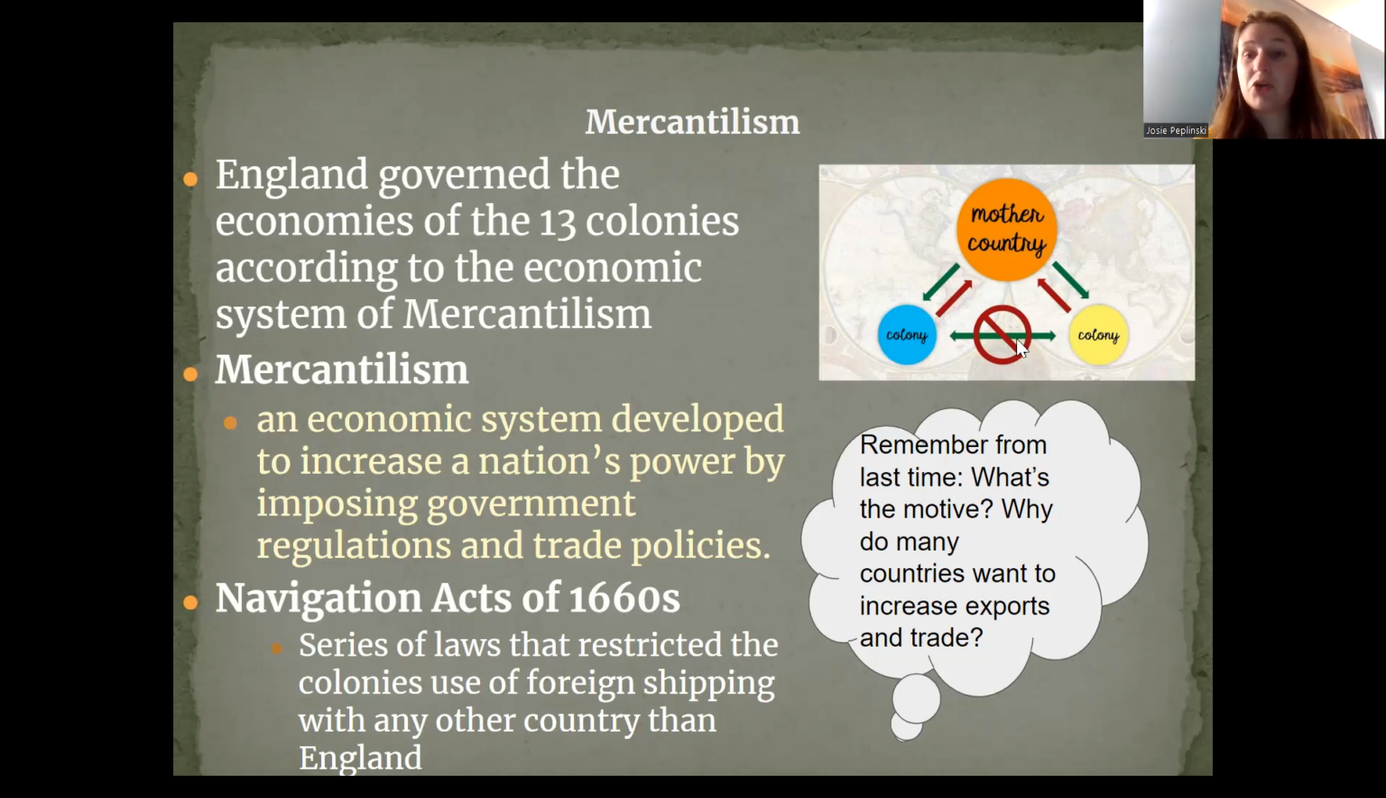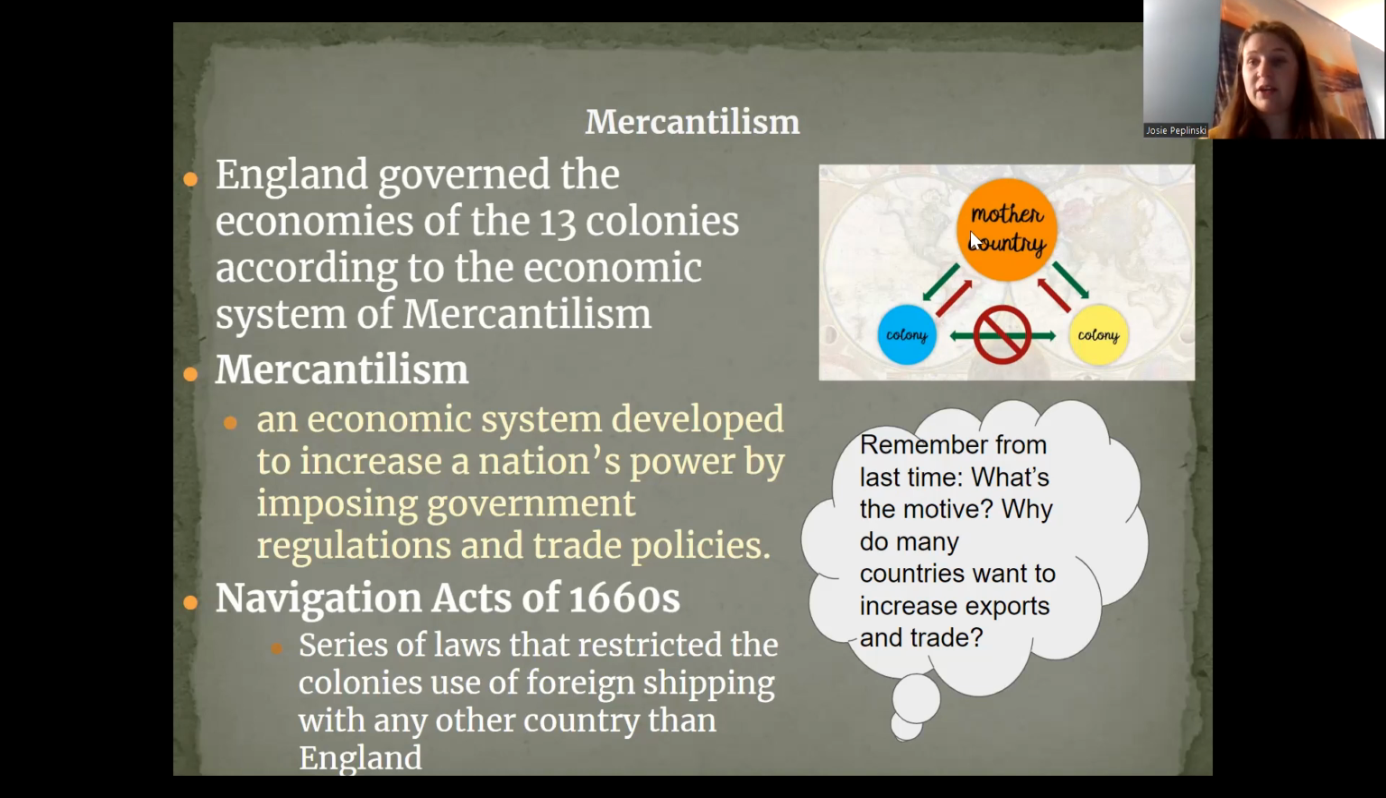These colonies are not permitted to trade with one another. The mother country has the power here. They want to be the one that is having the profit. Therefore, they have this concept of the colony should only interact with the mother country. And that's where these navigation acts of the 1660s come in. This is a series of laws that restrict the colonies from using foreign shipping with any other country or colony, in many cases other than England.